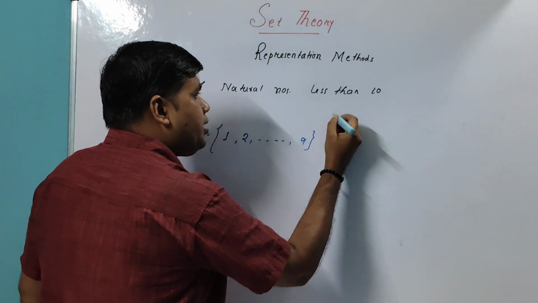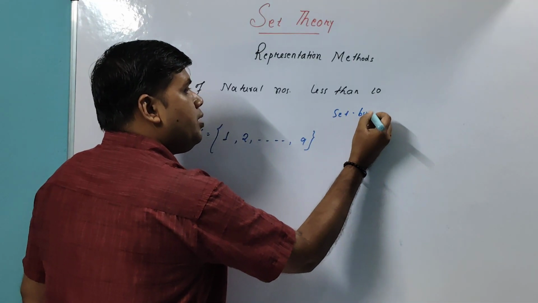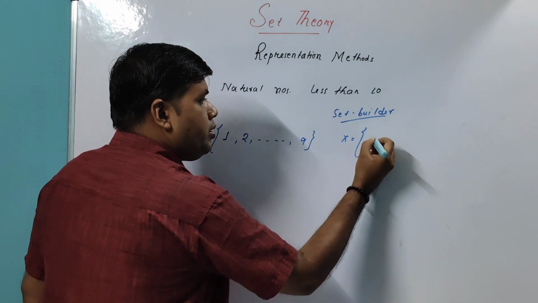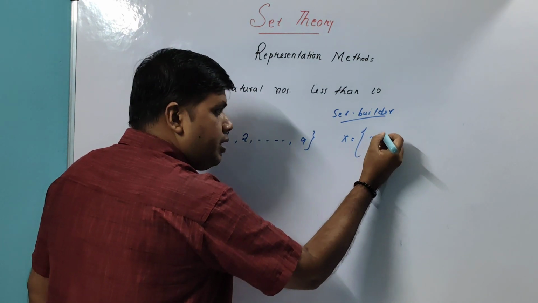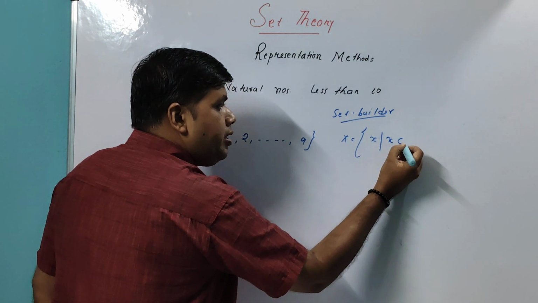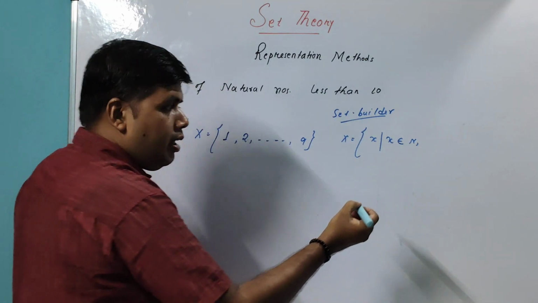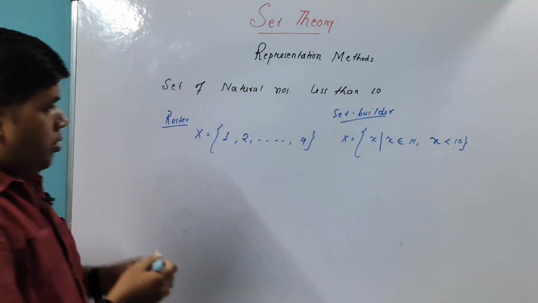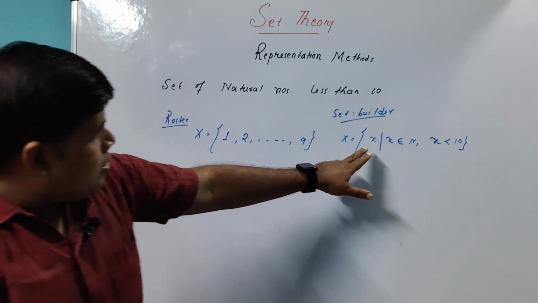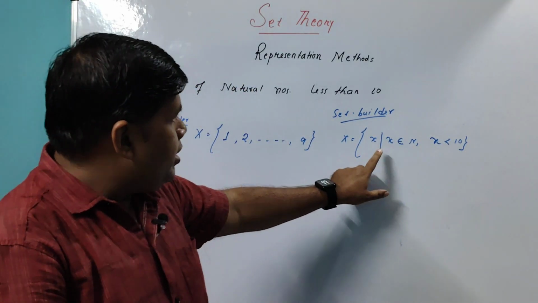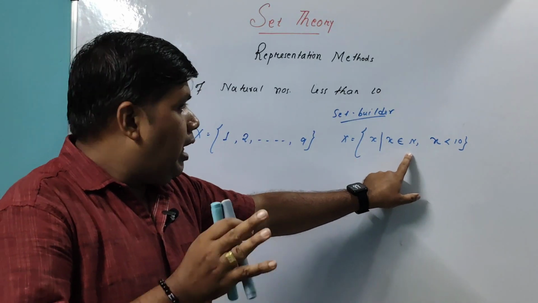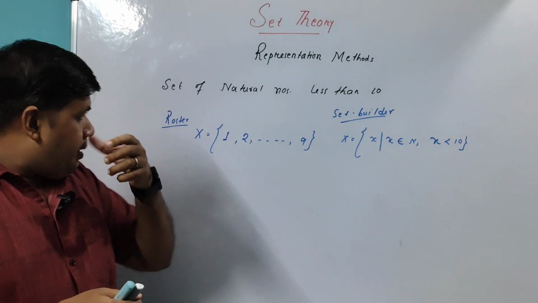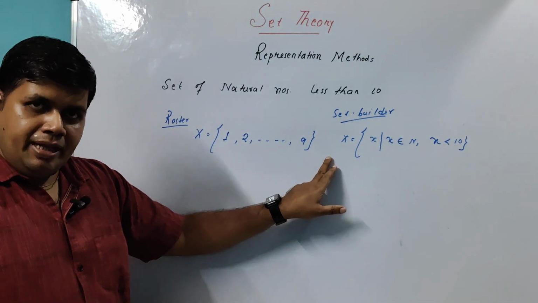And if the same thing is written in the set builder method, X equal to {x such that x is a natural number and x is less than 10}. So x is an element such that it is a natural number and it is less than 10, because it was mentioned less than 10. This is the form of the set builder method.